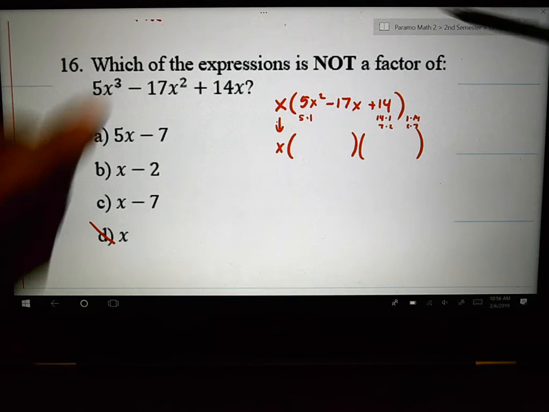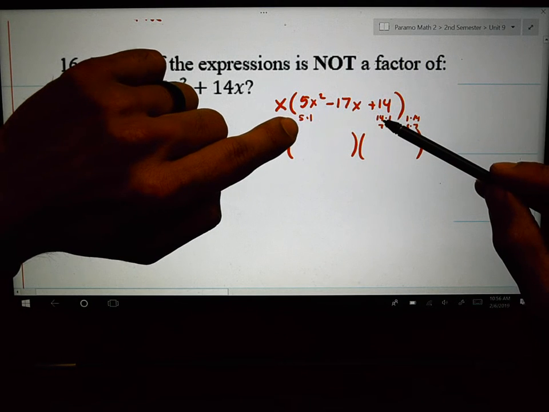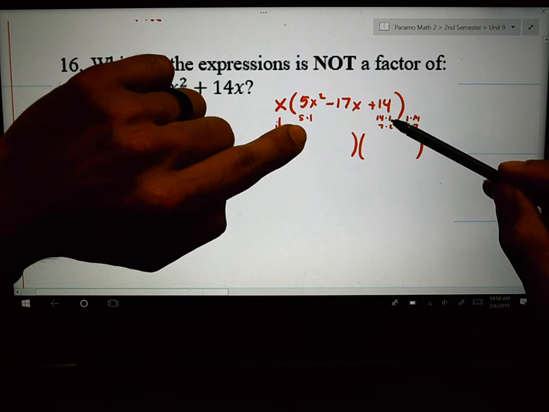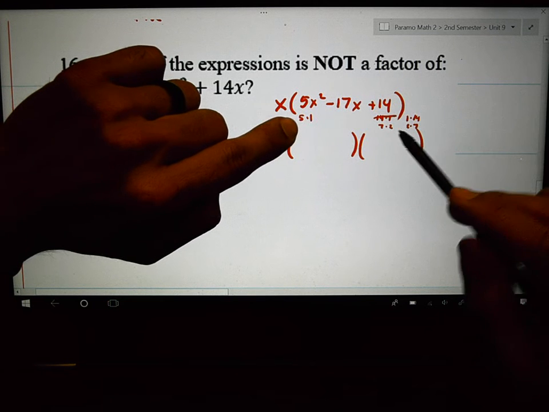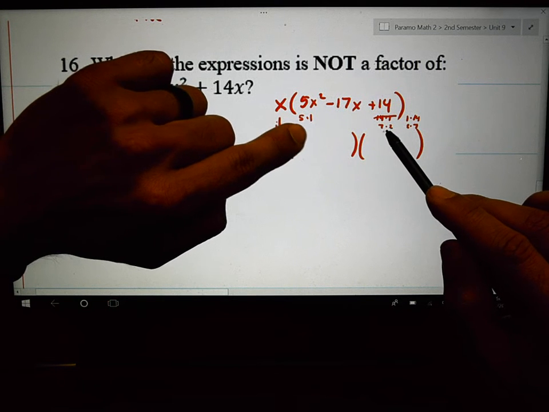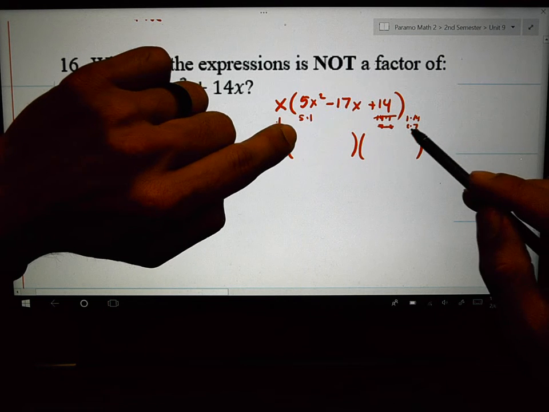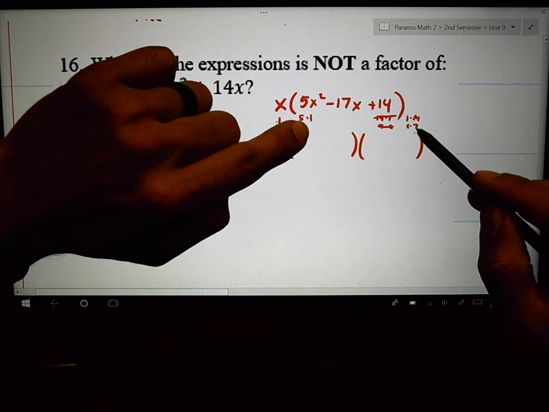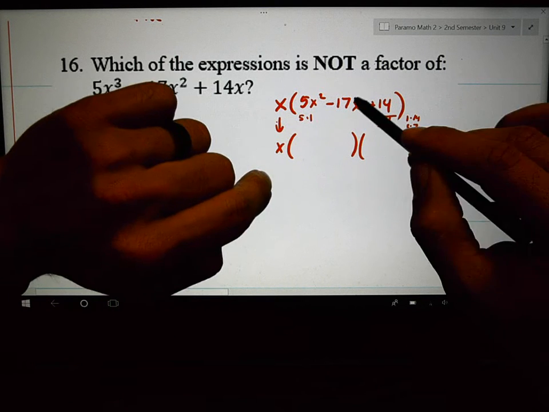So let's do left number times left number. 5 times 14 is a big number. That's like 70. And 1. That's not going to make 17. 35 and 2. That's not going to make 17. 5 times 2 is 10. 1 times 7 is 7. 10 and 7. That can make 17.